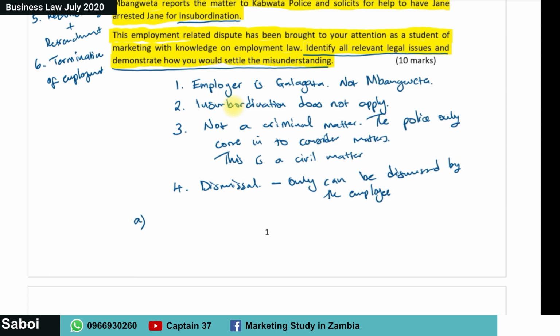If Galagata would like, it means that in this particular case, the husband and wife can come up with what's known as a partnership deed, in which two people are employing one person. Okay? Then that can sort out the issue. So it means that then Jen can report to Mbangweta and Galagata. That is number one.